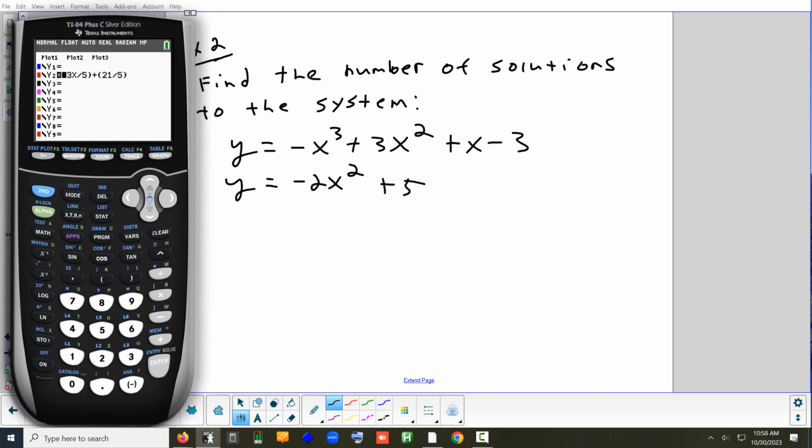All right, so let's clear out what we had there. Type in negative. Remember, for the negative, you got to use the button down by the decimal below the 3. Don't use the minus on the right. That's subtraction. So negative x cubed, 3x squared plus x minus 3. Doesn't matter which one you put in y1 or y2. You just have to put one of them somewhere and then put the other one somewhere else. Okay, negative 2x squared plus 5.